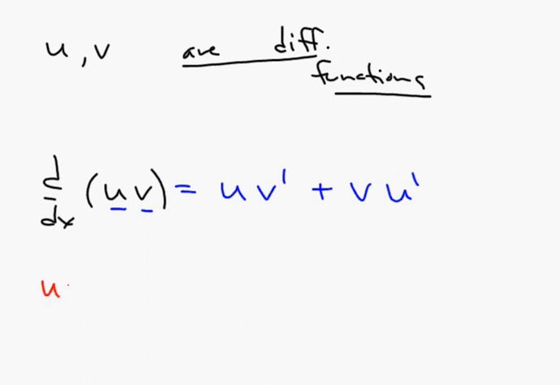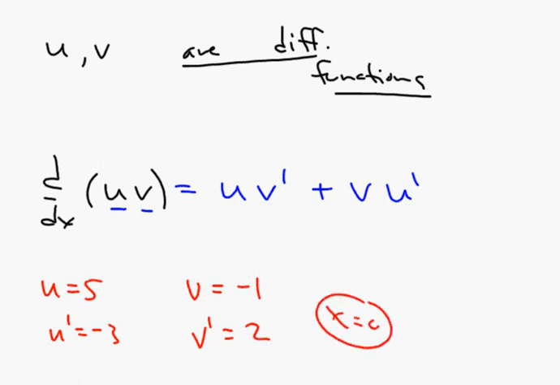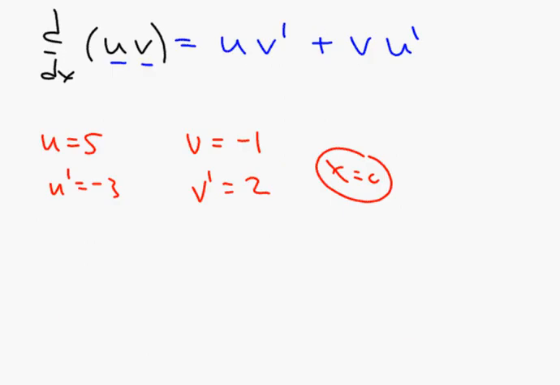It says that u is equal to 5, and u prime is equal to -3, and v is equal to -1, and v prime is equal to 2. These were all evaluated at x equals 0, by the way. So I could have written u of 0 equals 5 and so forth. But all you've got to do now, if you were given these facts, is plug them in. So we'll take these pieces of information and just plug them into the correct location.